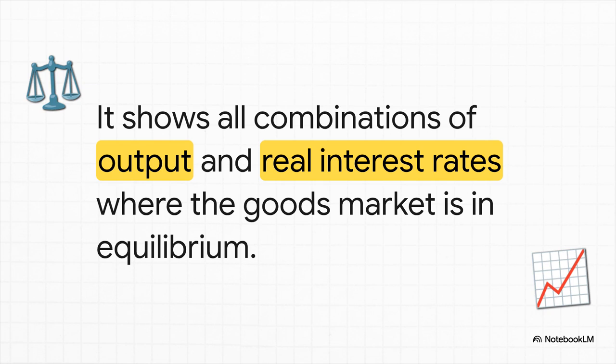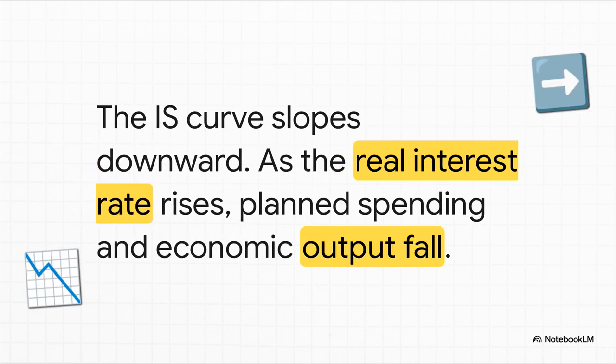It's just a graph, and every single point on this graph shows a possible combination of an interest rate and a level of economic output where things are in balance, where the amount of stuff people want to buy is exactly equal to the amount of stuff being produced. So it makes total sense that the curve slopes downward, right? It's a really clear picture of what we just talked about. As the interest rate on the vertical axis goes up, the total economic output on the horizontal axis goes down. It's that simple. Higher borrowing costs lead to less economic activity.